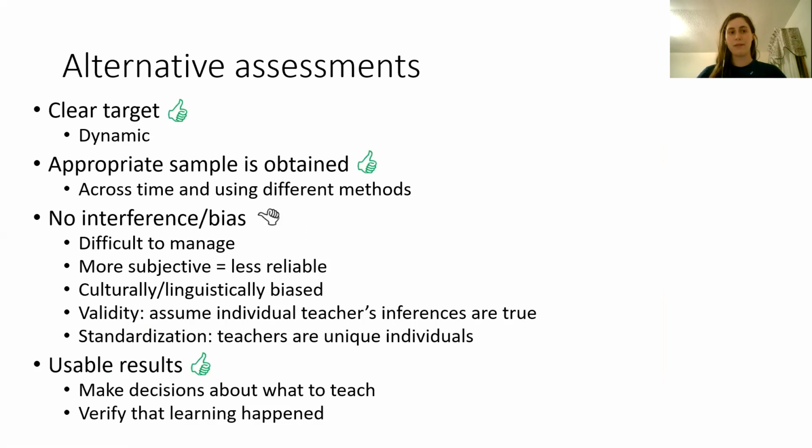So they are dynamic, which is good. And that also ties into having an appropriate sample, and they use different methods as well. They're kind of iffy on not having bias because it's difficult to manage, and they are more subjective, which makes it less reliable. So there could be the potential for bias. And again, even though we might make them for English language learners, they still can be linguistically biased and culturally biased, like we saw before.